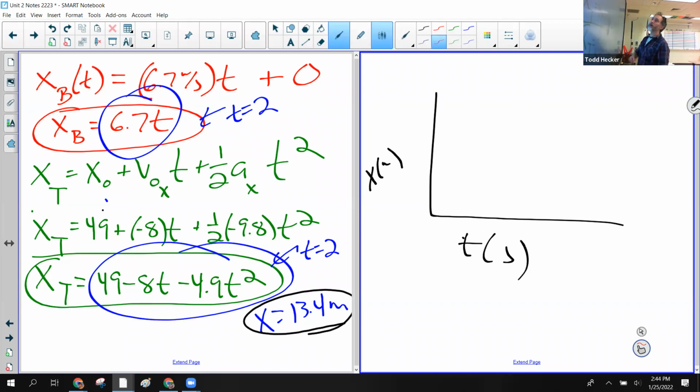So for the balloon, it's floating up at a straight velocity, right? So here's my balloon. Red is the balloon.